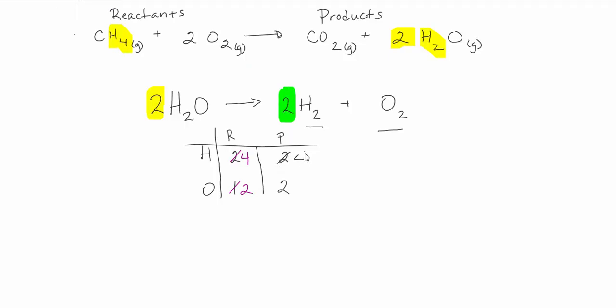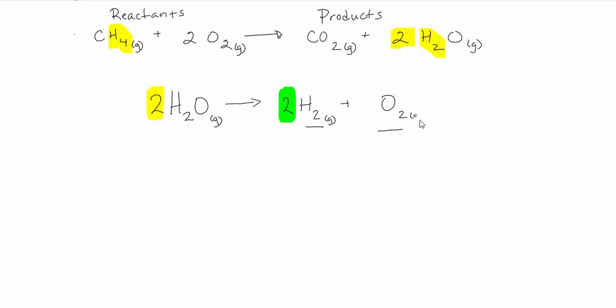So now my hydrogen and my oxygen are balanced. I have obeyed the law of conservation of matter. And I have shown, with the law of conservation of matter, the decomposition of gaseous water into gaseous hydrogen and gaseous oxygen. So this is what's called a decomposition reaction. You start with one reactant and break it into pieces.